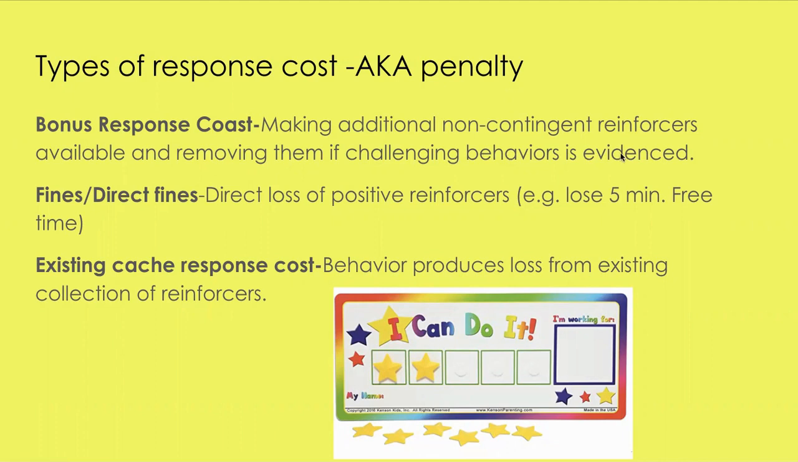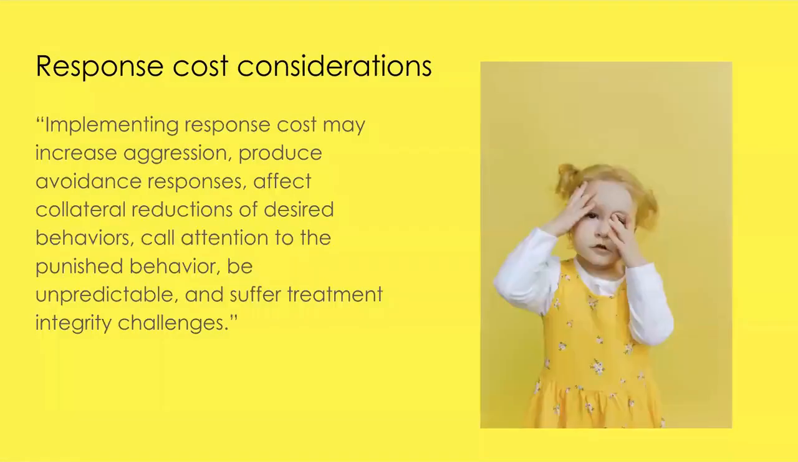So saying like, I've got a bunch of stickers here up at my desk. If people get done with their work within the 30-minute time slot, you can have some. And then if the student is not engaged and doesn't get their work done, you would say, you lost the stickers. It's not a choice for you anymore. Fines, or direct fines, are direct loss of positive reinforcers, for example, losing 5 minutes of free time. Existing cash response costs: behavior produces loss from an existing collection of reinforcers. I think of that as the common thing where they've earned their tokens, beans in a jar, or pom-poms in a jar, and then you are removing those from the child.